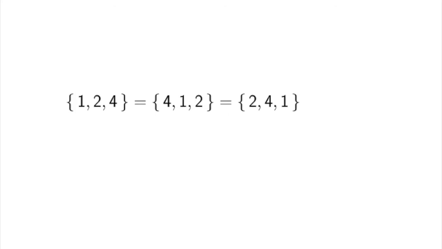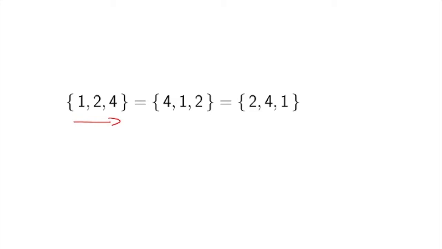In sets, the order of the elements does not matter. So look at these three sets over here. All of them contain the numbers 1, 2, and 4, but in different orders. So here it doesn't matter. All of these three sets are equivalent to each other. Normally when we write sets, we start off with the lowest number first and the highest number at the end, so in ascending order.